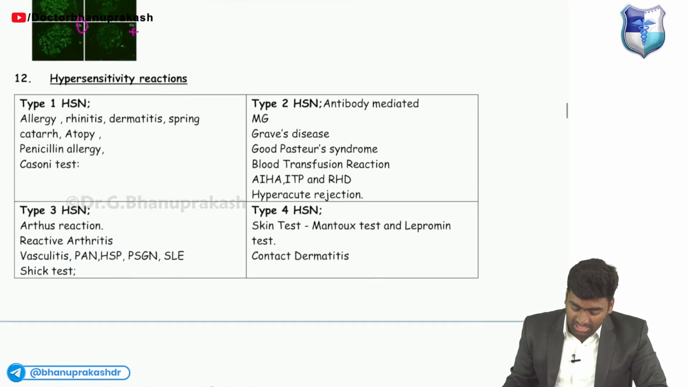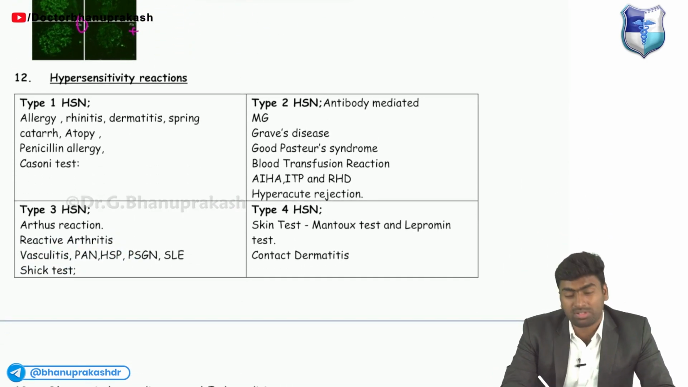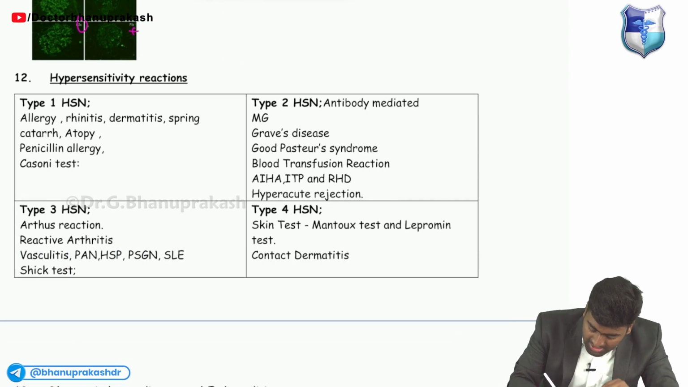So after this, let's move ahead to hypersensitivity reactions. You know there are different types of hypersensitivity reactions. Type 1, what is it? It is just simple allergy. So what all will we include in allergy?